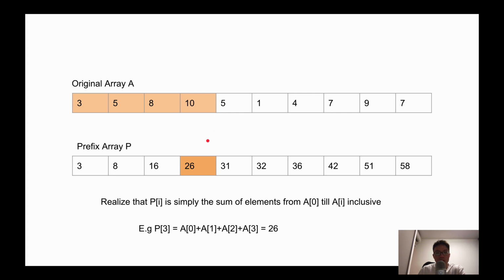So let's say we take a look at the element at the third index of P, 26, and we notice that 26 is simply the summation of the elements at the 0th index all the way till the third index element in array A, which is 3 plus 5 plus 8 plus 10, which is equal to 26.